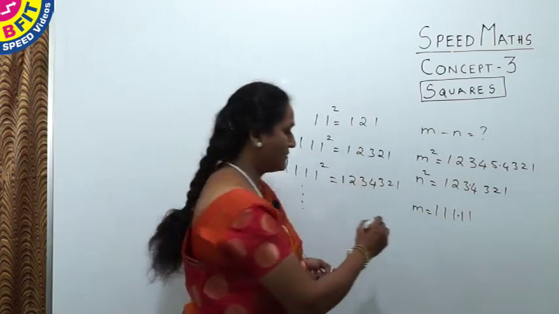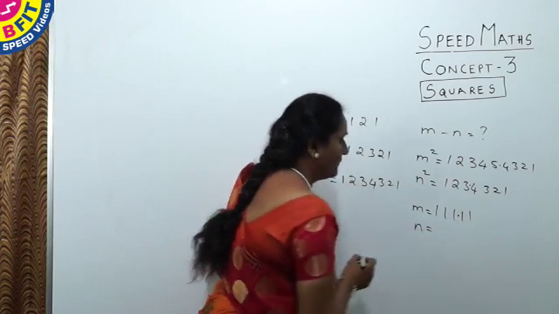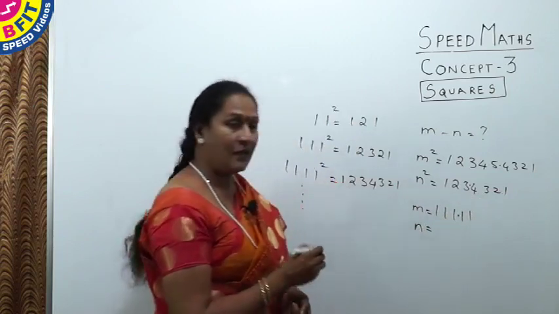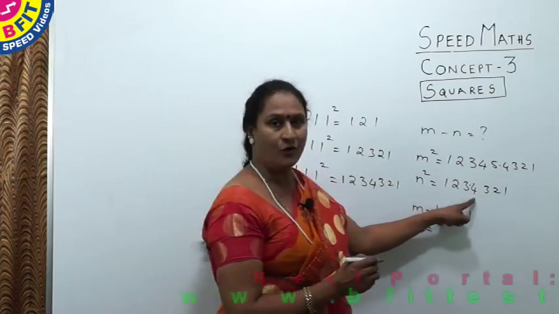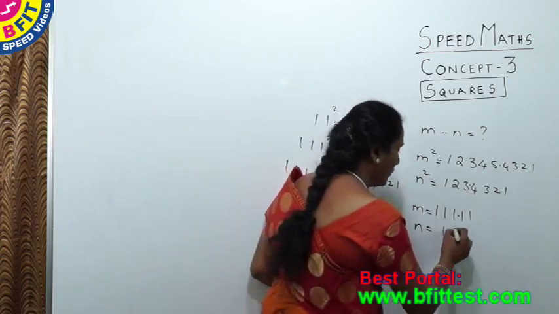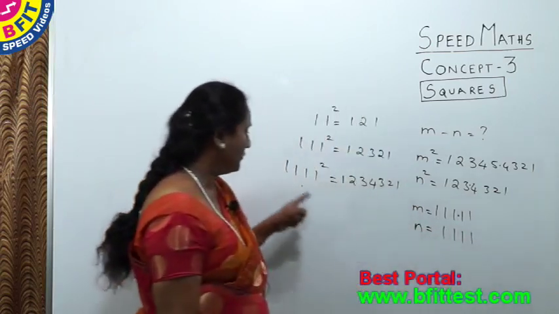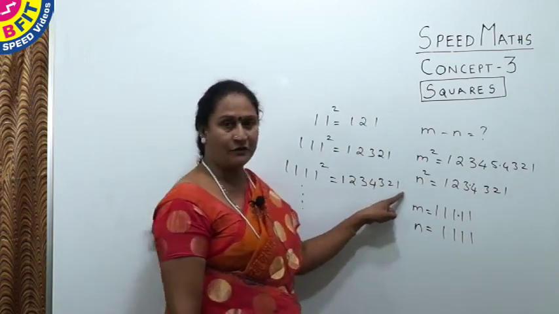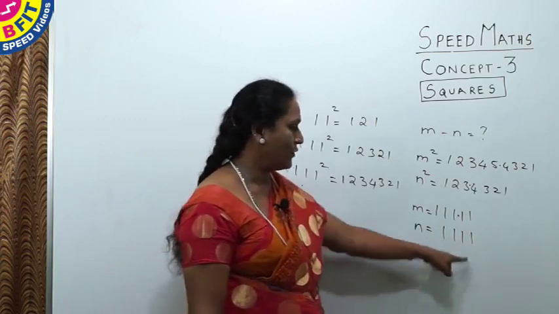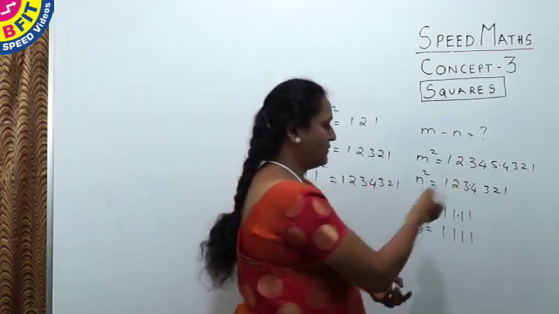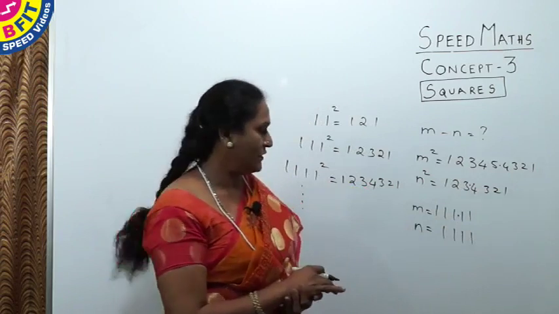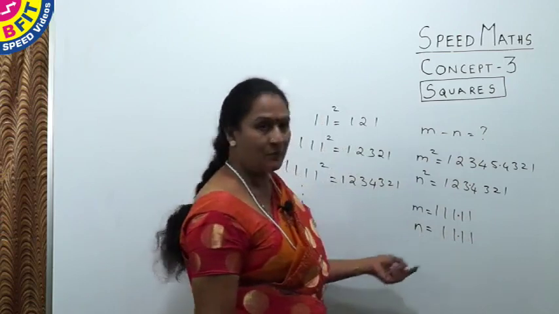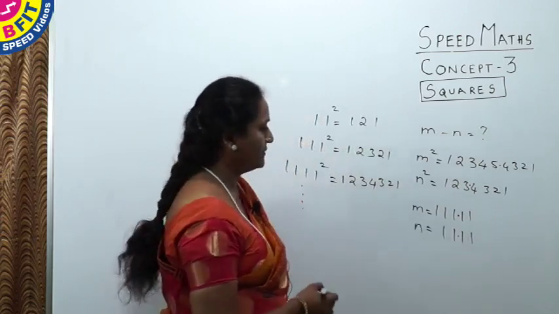And for n square, n square is 1, 2, 3, 4, 3, 2, 1. What will be the value of n? We have up to 4, so the square root will be 4 ones. Up to 4 ones we have written the pattern: when you square 4 ones, it is 1, 2, 3, 4, 3, 2, 1. So the n value is 4 ones, and here also you have 4 decimal places. You will have half the number of decimals, that is 2 decimal places. So from right to left, place the decimal after 2 places.